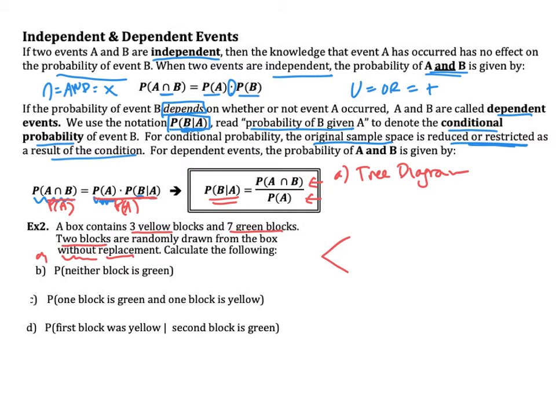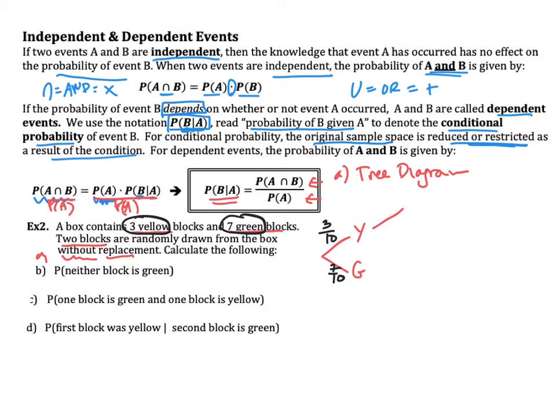So first I draw my first block. My first block could be yellow, or it could be green. If I look at my probabilities, there are 3 yellow blocks and there are 7 green blocks. So I have 10 altogether. So my probability of choosing a yellow block is 3 out of 10, and my probability of choosing a green block is 7 out of 10.